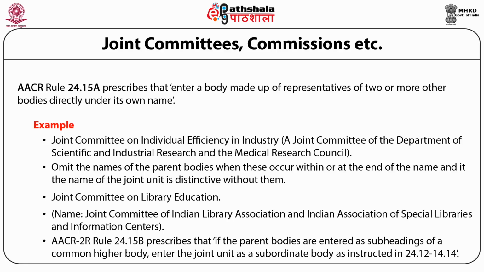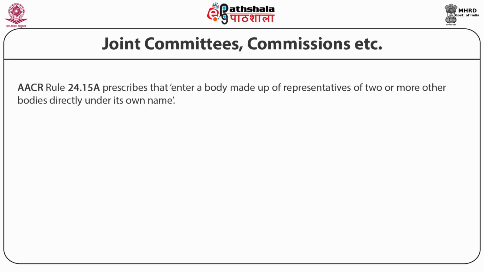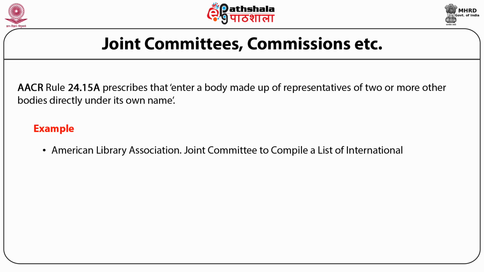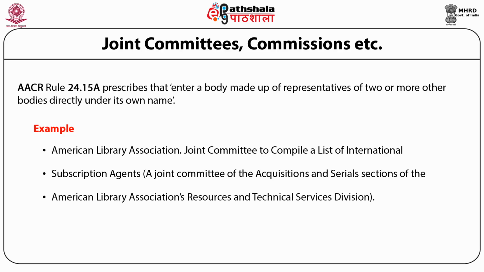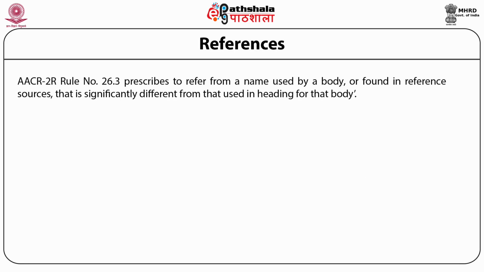AACR-2R Rule number 24.15B prescribes that if the parent bodies are entered as subheadings of a common higher body, enter the joint unit as a subordinate body as instructed under Rule 24.12 to 24.14. Example: American Library Association Joint Committee to Compile a List of International Subscription Agents. It is a joint committee of the Acquisition and Serial Sections of the American Library Association Resources and Technical Services Division.